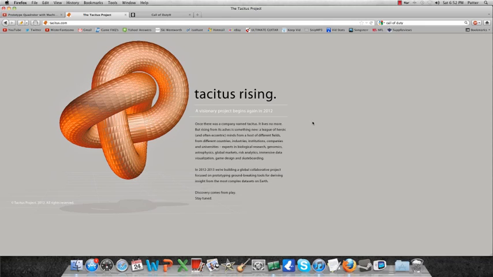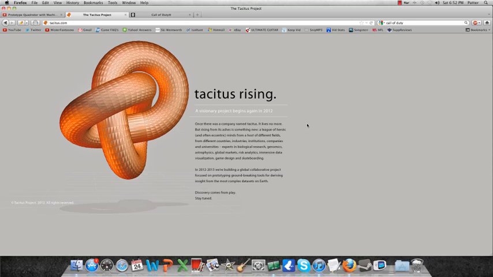So here it says, once there was a company named Tacitus. It lives no more. But rising from its ashes is something new. A league of heroic and often eccentric minds from a host of different fields, from different countries, industries, institutions, companies, and universities. Experts in biological research, genomics, astrophysics, global markets, risk analytics, immersive data visualization, game design, and skateboarding. I don't really know what skateboarding has to do with all this, but by the looks of it, this is going to be some huge, probably science-related company in the new Call of Duty.